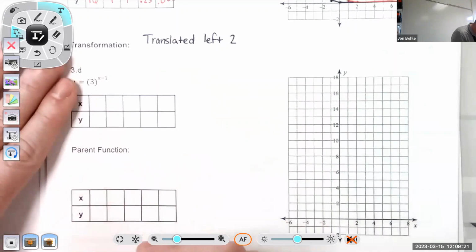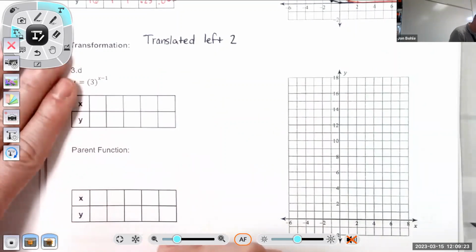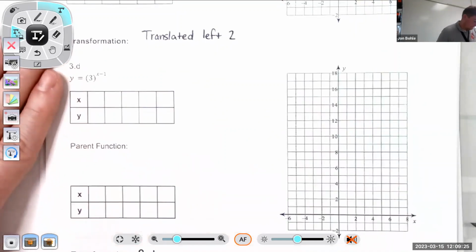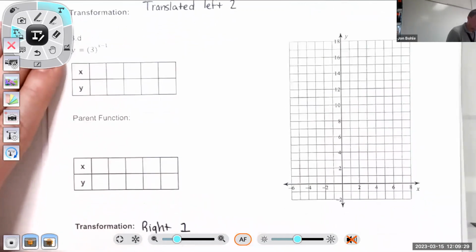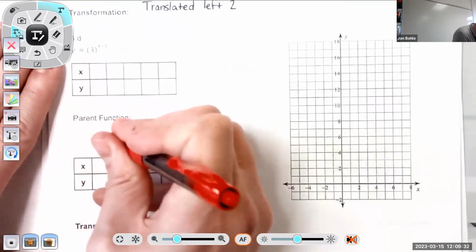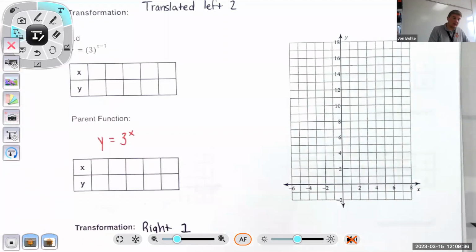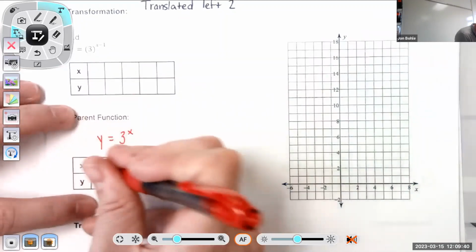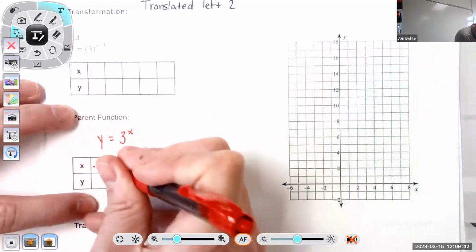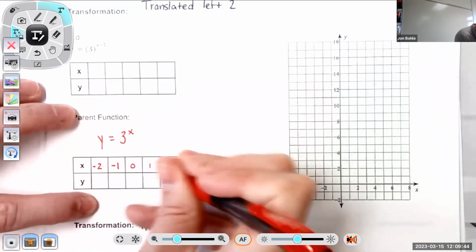Okay, so what I'm going to do is graph the parent function pretty quick. The parent function for this one is, again, just the b value to the x power. So 3 to the x power. And I'm going to graph this parent function not as fast as I can, but I am just going to do it in my head really quick, okay?